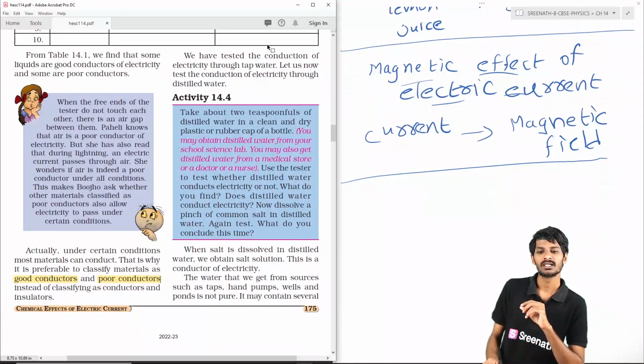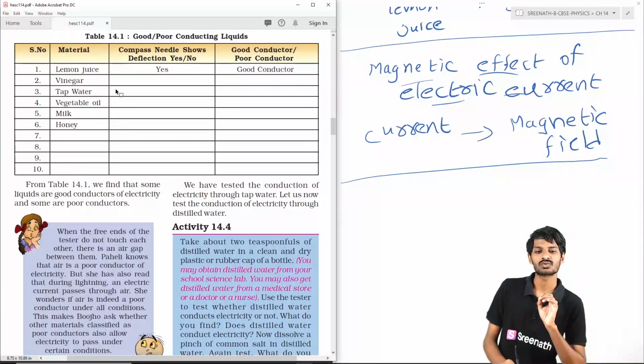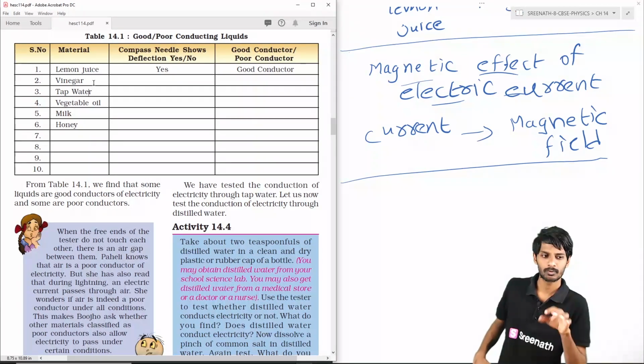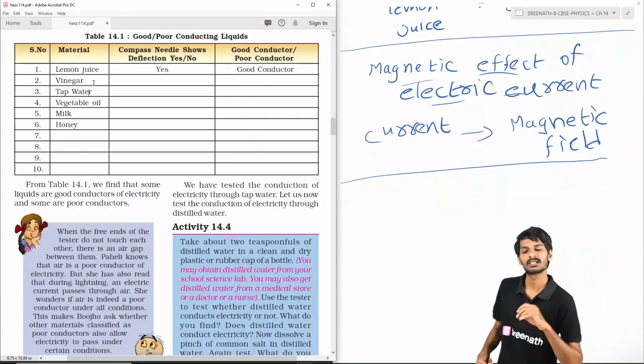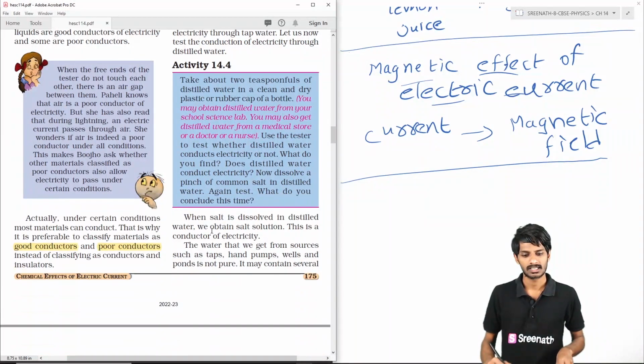And one more thing, students: if you make the test with tap water, the magnetic compass will show deflection, which means current is passing through the tap water. Our parents warn us while we are touching electrical appliances with wet hands. Regular water has so many minerals, and that water is a good conductor of electricity, so you will get a current shock. That is the thing, students.